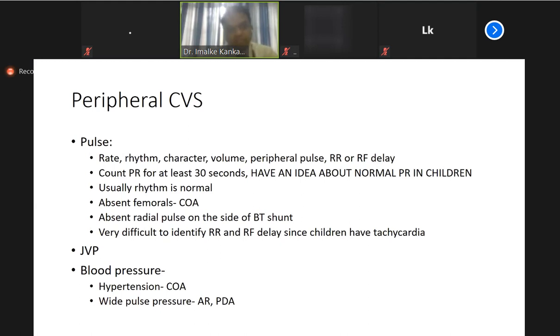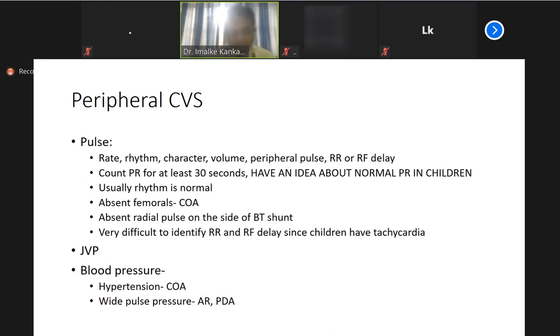So, peripheral cardiovascular system examination: pulse is very important in children. Like in adults, rate, rhythm, character, volume, peripheral pulses, radio-radial and radiofemoral delays are very difficult to identify in children. So at your presentation, you look for it, but as a tip, I am telling you, you are not going to diagnose any condition based on radio-radial or radiofemoral delay in children. I am telling you practically. In theory, yes, but their heart rate is very high in children. It's a difference of a millisecond, which you will not be able to appreciate.